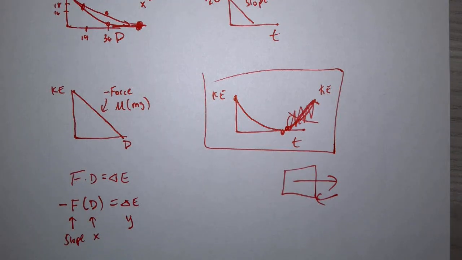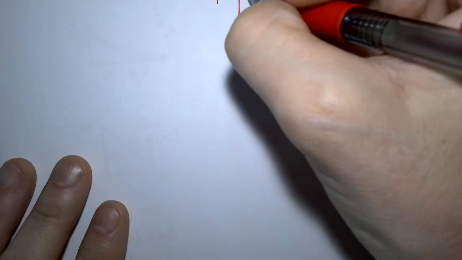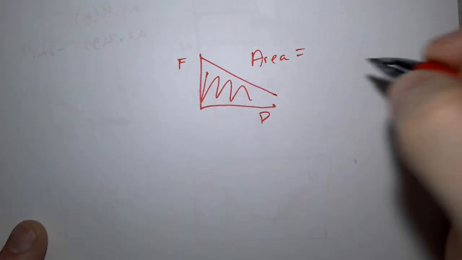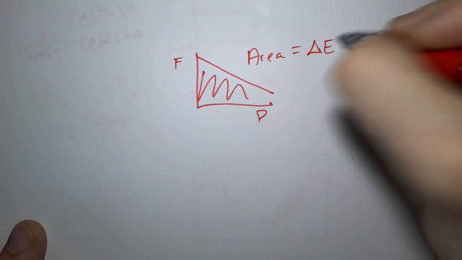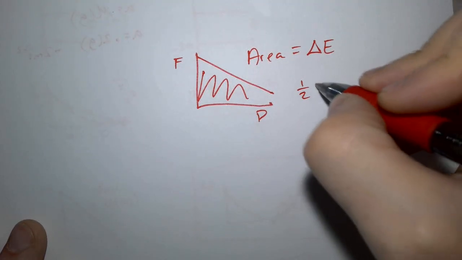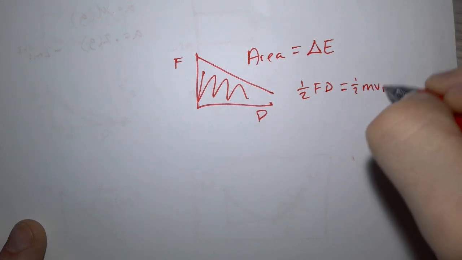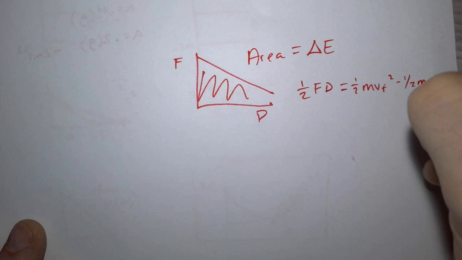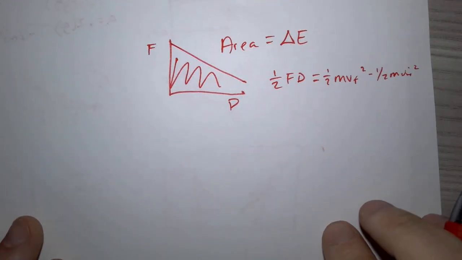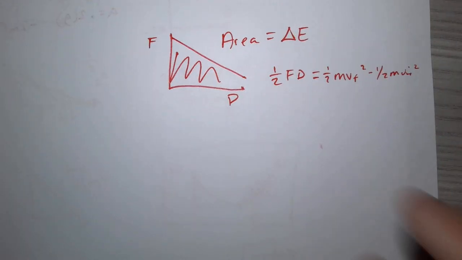Okay? All that being said, there's a few other pointers that I would like to give you. They're pretty obvious. If you have a force versus distance graph, the area represents the change in energy. So that would mean that 1/2 force times distance, if it's a triangle, would equal 1/2 mv final squared minus 1/2 mv initial squared. And there are many other things that you could do for graphs. Never take them for granted.